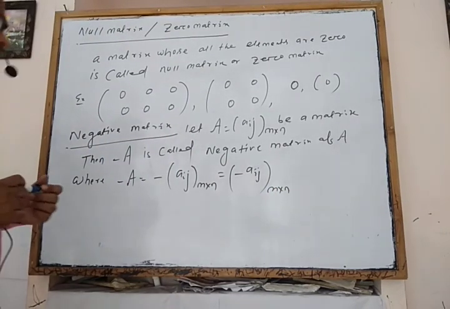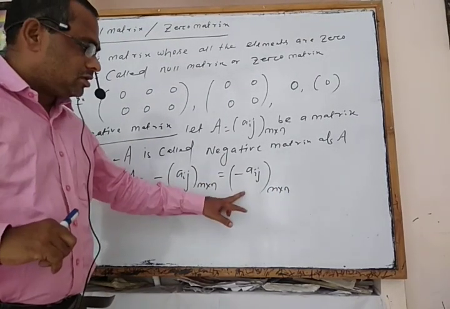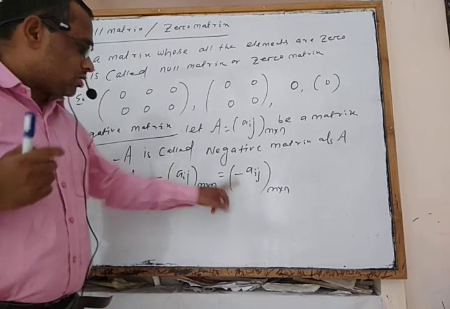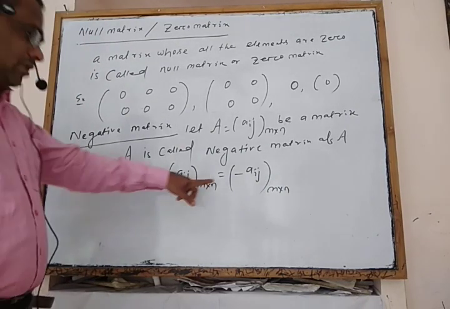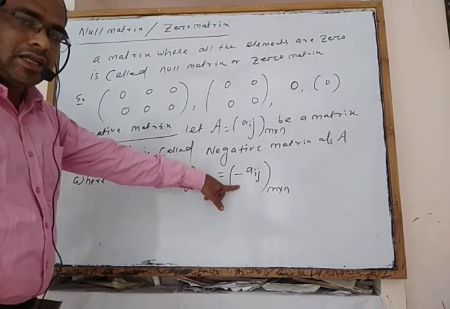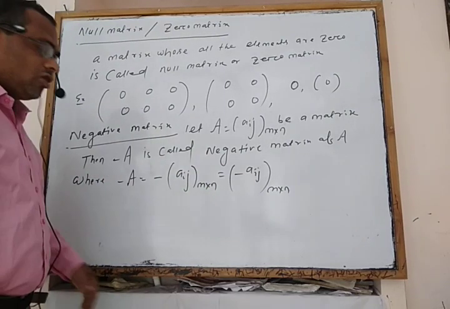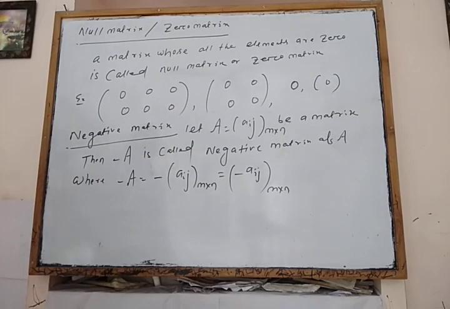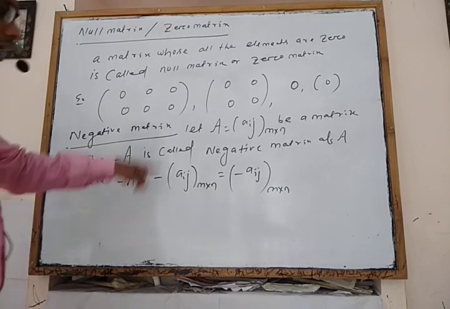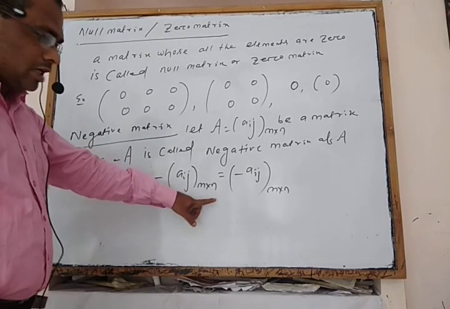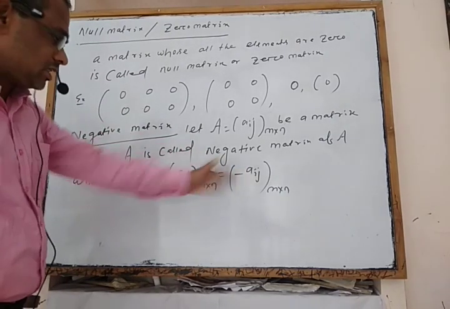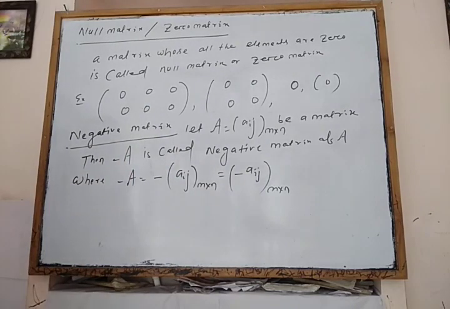That is obtained by the negative sign of the matrix, meaning you have to multiply the minus sign to all the elements of the matrix. Negative matrix means we multiply negative in each element of that matrix. That will be the negative matrix.